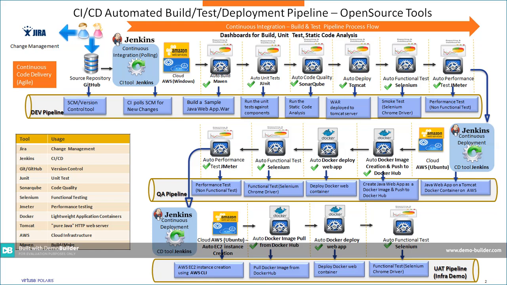On the QA pipeline, the WAR file that is created as part of the dev pipeline is transferred into the Ubuntu server. On the Ubuntu server, a Docker image is created bundling the WAR file that is transferred along with the Tomcat application server. Once this Docker image is created successfully, it is then pushed into the Docker hub, and then this Docker image is run as a container to enable the web application on the Ubuntu server.